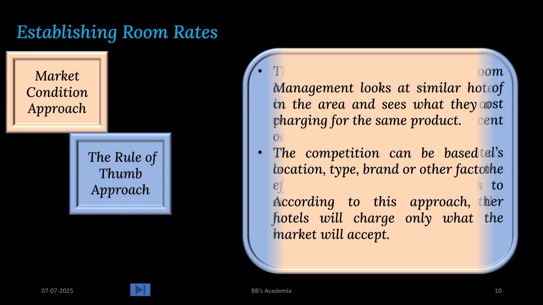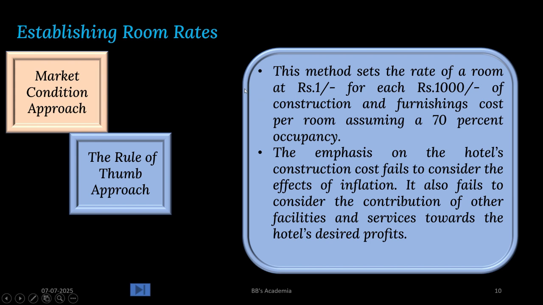There is another approach. What is that? The rule of thumb approach. Try to understand this. This method sets the rate of a room at rupees 1 for each 1000 rupees of construction and furnishing cost per room, assuming a 70% occupancy. For 1000 rupees, 1 rupee, this 1000 is based on the cost of construction and furnishing of that room, considering 70% is the occupancy. Depending on that, you can calculate the room price or room rate.